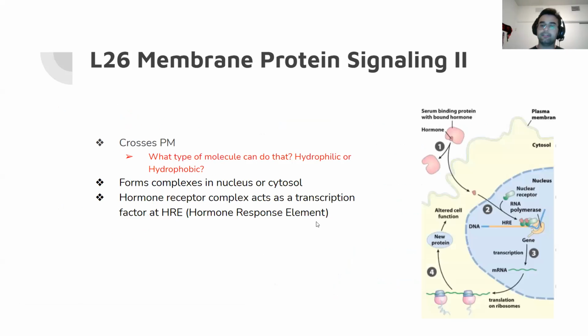And finally, the easiest one is the nuclear receptor. These are hormones that are hydrophobic, and they're able to diffuse through the cell membrane and into the nuclear membrane, where there's going to be a nuclear receptor. That's where they can act as a transcription factor. And as a transcription factor, they usually bind to something called a hormone response element. That hormone response element is going to make proteins associated with a specific hormone.